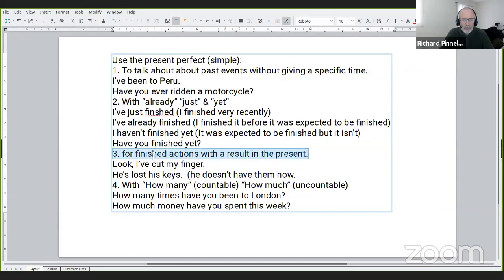The third use is for finished actions with a result in the present. For example, look, I've cut my finger. I've cut my finger. Look, and it's injured. My finger is injured. So I cut my finger in the past, but the result now is that I have the injury. I have the cut.